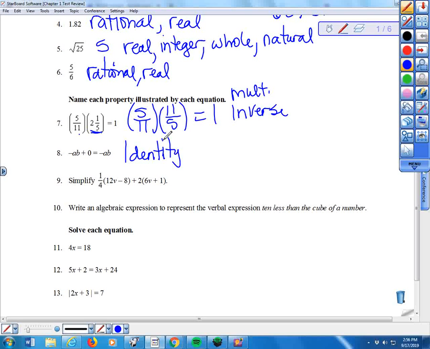Simplify. So I'm going to go ahead and distribute the 1/4 in. So I'll get 3v minus 2 plus, and then when I throw the 2 into both, 12v plus 2. Combine, 15v is what I get. It just says simplify, so I just put distributive property.